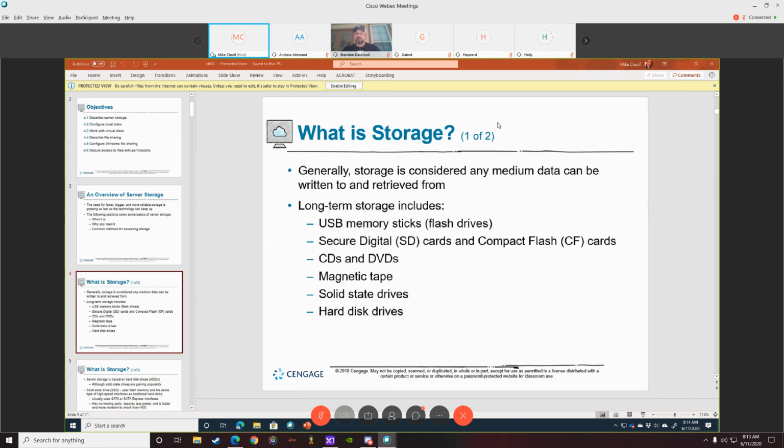okay. So basically, we need the information. We need storage to write to the storage and to retrieve it for later use.